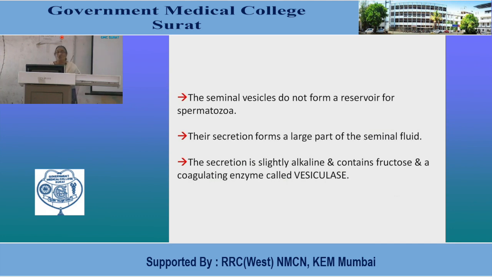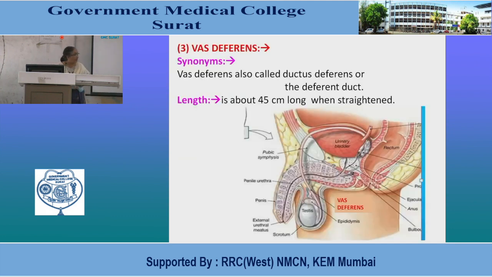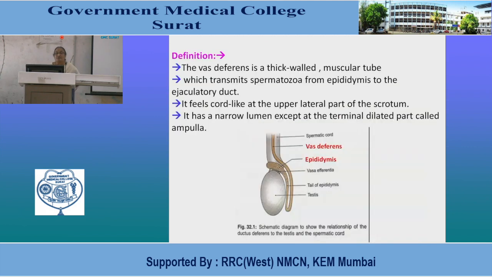Now, the third male reproductive organ is the vas deferens. Synonyms of the vas deferens are the ductus deferens or the deferent duct. It is highly convoluted, and its length is about 45 cm when straightened. Now, the definition: the vas deferens is a thick-walled muscular tube which transmits the spermatozoa from the epididymis.